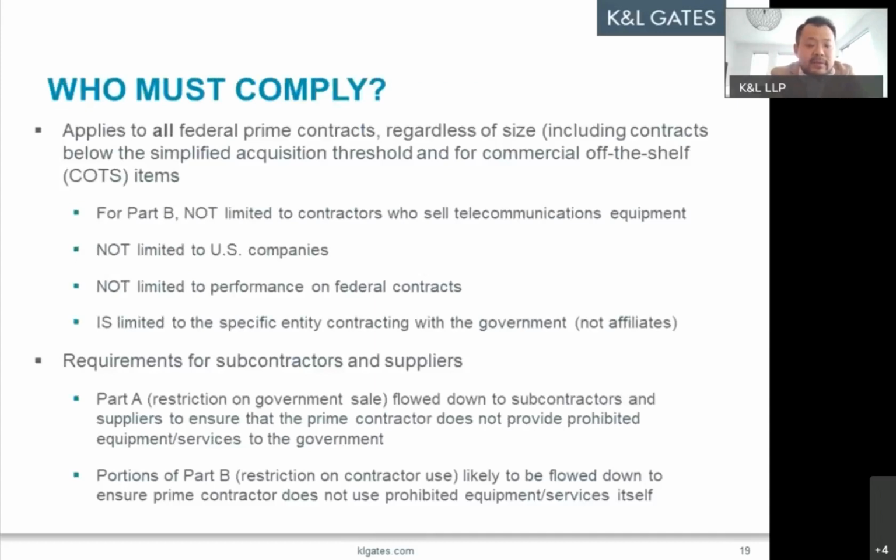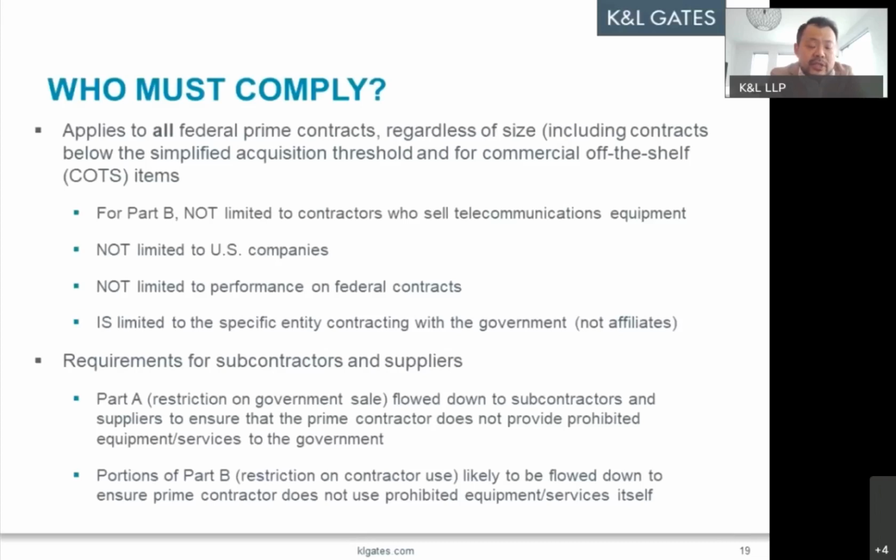Okay, compliance. At a high level, very broad compliance. This is going to apply to all federal prime contracts, regardless of size. And this is going to include contracts that are below the SAT, which stands for the Simplified Acquisition Threshold, which is now about $250,000. It's been recently raised. And it also applies to cost items. And so it's very expansive. Now, for Part B, which is the prohibition against internal use, it's not limited to contractors who sell telecom equipment. These provisions are also not limited to U.S. companies, so it can apply abroad. It's also not limited to performance on federal contracts, and I'll discuss that a bit more in just a second. But it is going to be limited to the specific entity that is contracting with the government. So we're not including affiliates.